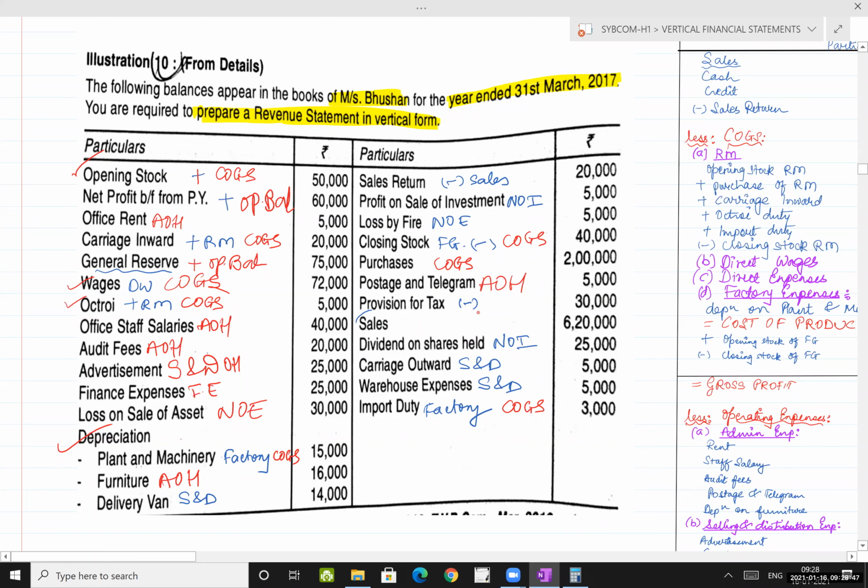Provision for tax, you know what to do with that, yeah. Net profit before tax के बाद माइनस करना है, ठीक है, या sales, the very first item under revenue statement. Dividend on shares held, this is income, non-operating income. Carriage outward, selling and distribution, warehouse expense, selling and distribution, import duty, factory. Okay, and if you assume it to be import duty on raw materials, you can even add it to raw material ka formula, or you can show it under factory overheads, obviously under the main heading COGS.